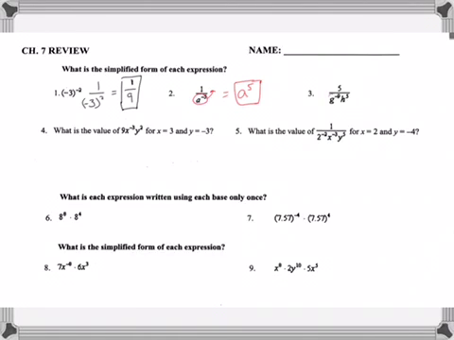In 3, we've got to move anything with a negative exponent, so the g to the negative 9th has to come up top, so our final answer becomes 5 g to the 9th over h to the 5th.